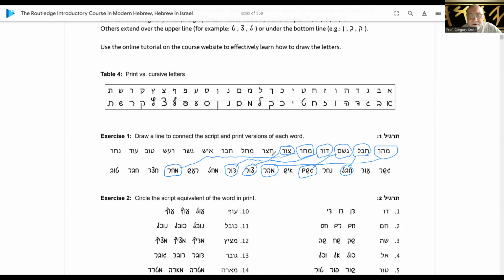Okay, now we have Hatzer. Now, if I can get the pronunciation right, חצר, Hatzer. חצר, Hatzer, and it means yard. Okay, so that's this one right here, Hatzer, yard.